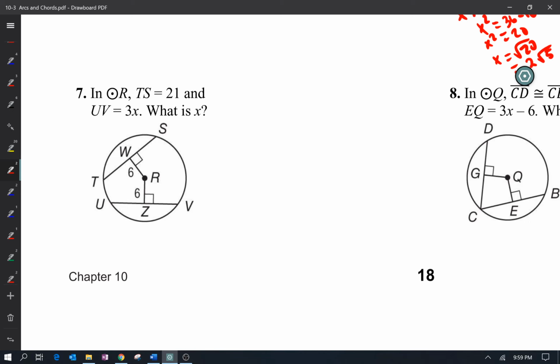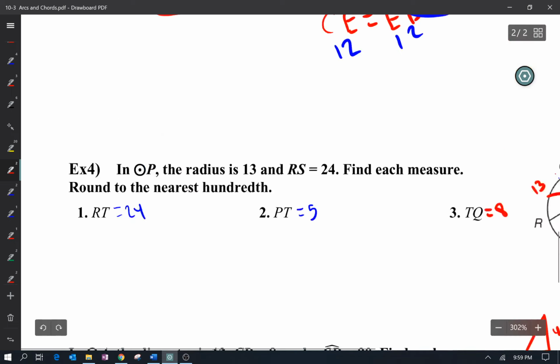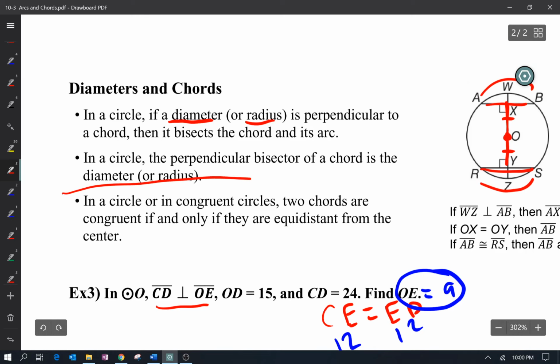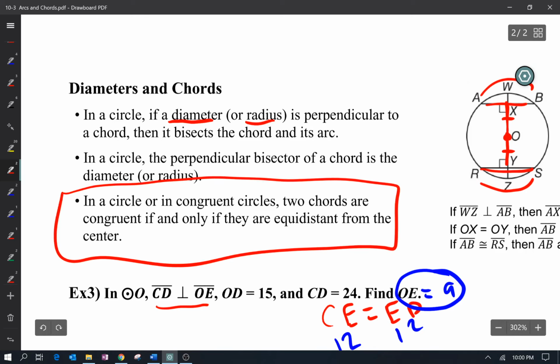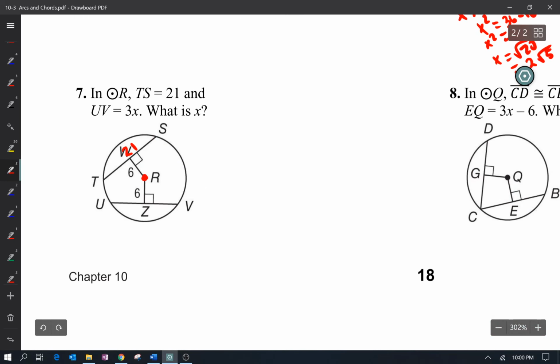Example 7. TS, chord is 21, right? So this is 21, all right? UV is 3x. Okay, now check this out. Let's go all the way back up here. Read this. In a circle, or congruent circles, two chords are congruent if and only if they're equidistant from the center. Well, what do I know? Look, here's the center, and they're both a distance of 6 because they're at right angles, so that's the shortest distance. They're both 6. What does that mean? That the chords are equal.